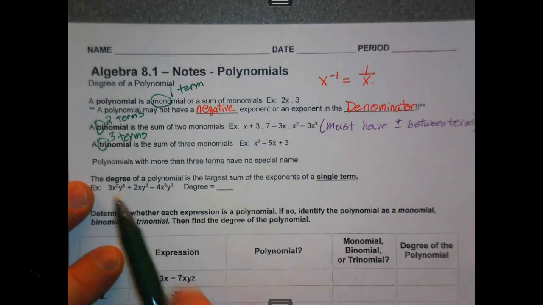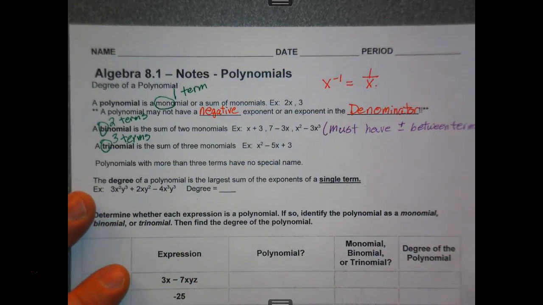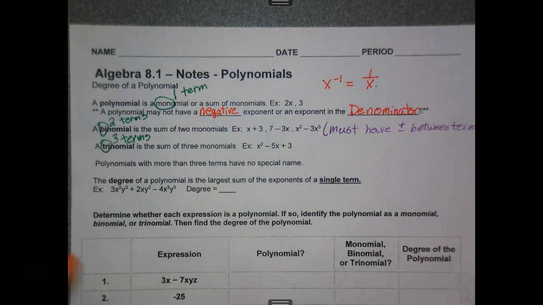That's where I find students having a lot of difficulty with this. All right, polynomials with more than 3 terms have no special name. So if I have a 4-term polynomial, we don't have trinomial, binomial, we just say that it has 4 terms.